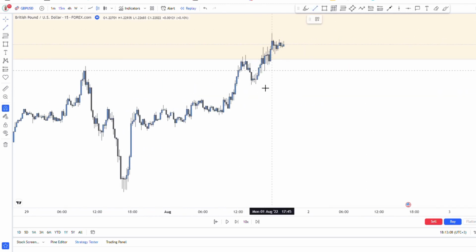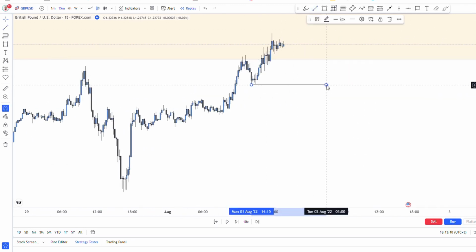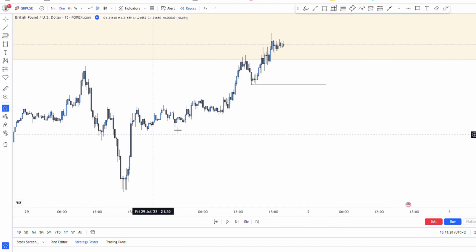looking for is a break of structure. So we want to see a break of structure downwards to confirm that there's already a reversal and alignment to the order flow. Remember, the order flow is bearish, so we also expect the retracement. We also expect internal structure to change from bullish to bearish.